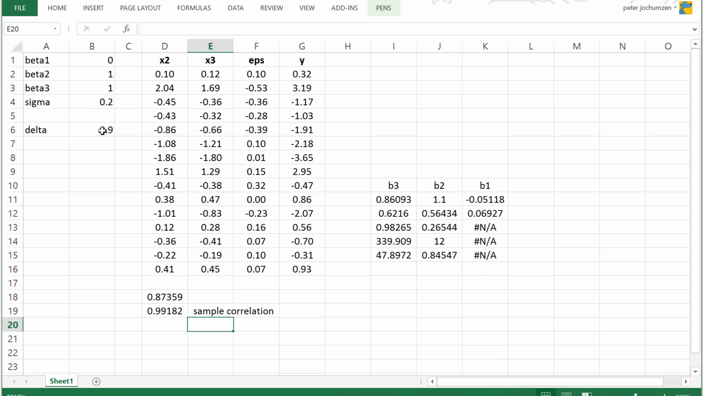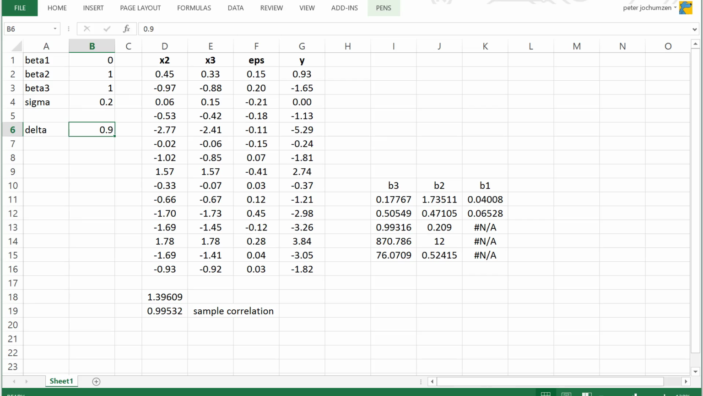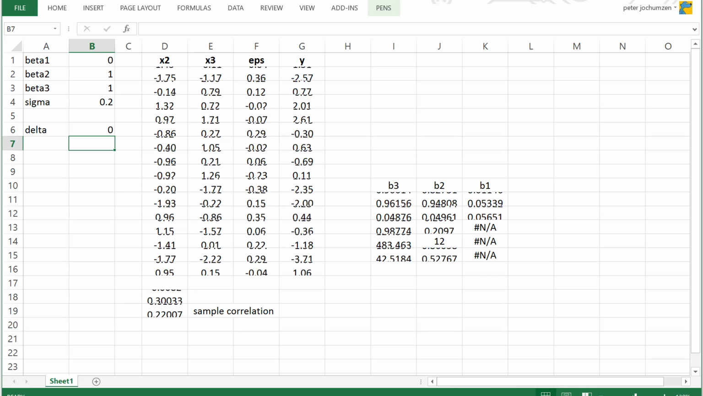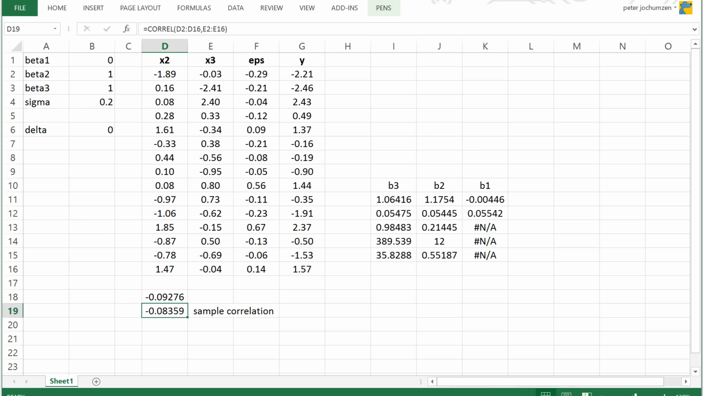Now this sample correlation will of course depend on delta. So if I make this high, like in this case, the sample correlation will come out pretty high as well, close to 100%. If I F9, you see that it's typically above 99%. While if I take it down, maybe even to 0, the sample correlation comes out pretty low, typically around 0. So the higher the sample correlation, the more likely this delta value is high, and the more dependence we have between x2 and x3.